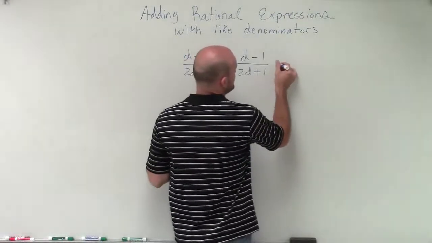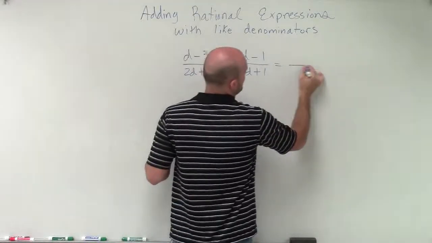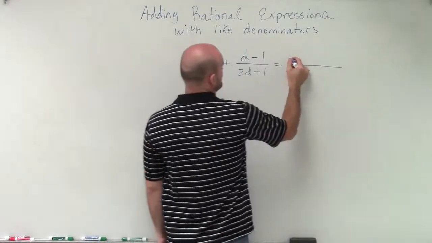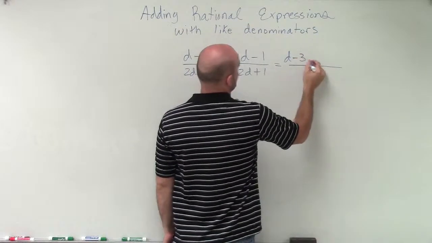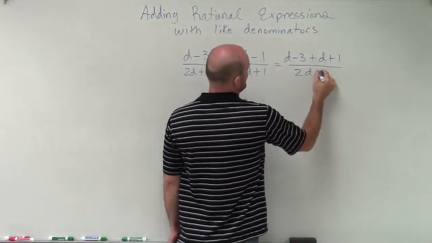Then all we're simply going to do is apply the operation to our numerator. So we need to add them up. What it's going to look like is (d − 3 + d + 1)/(2d + 1).